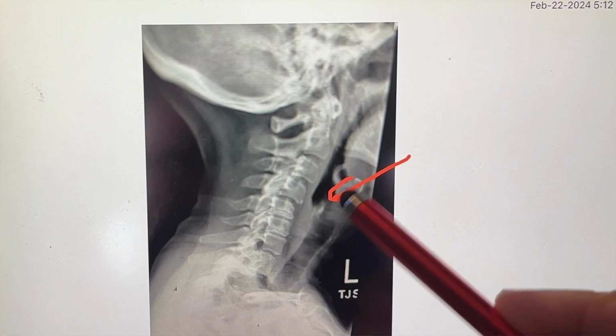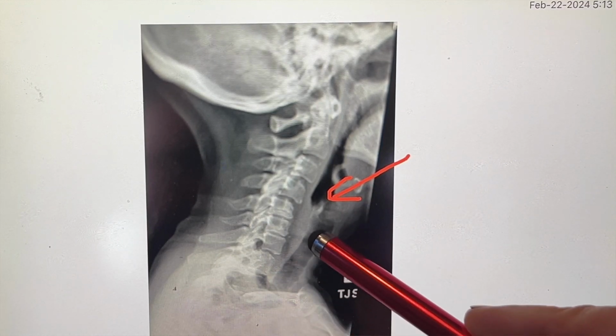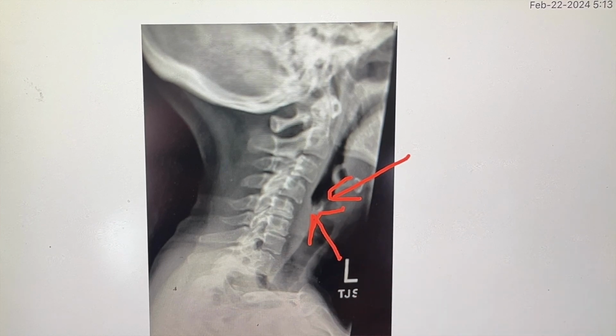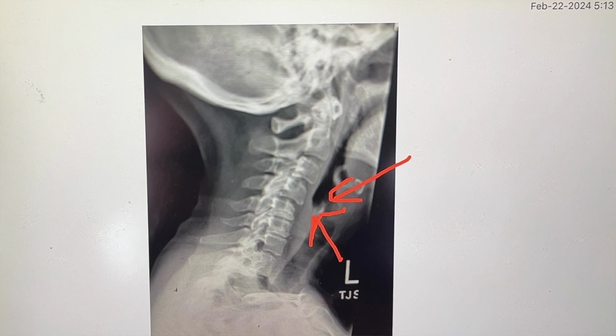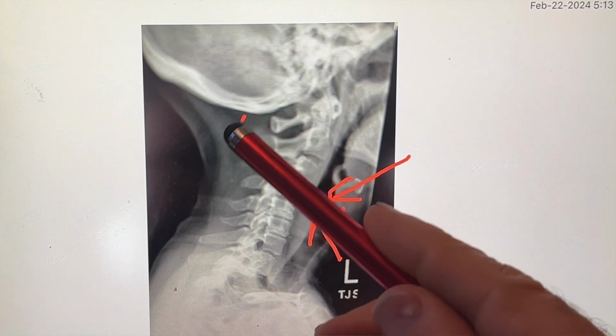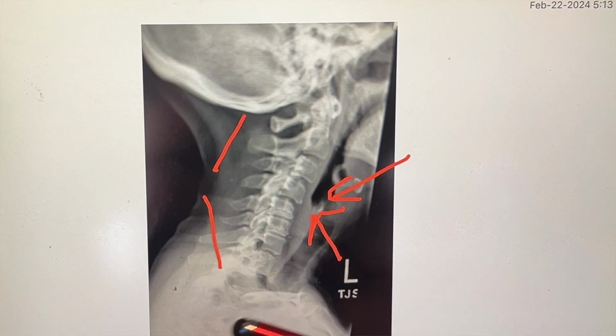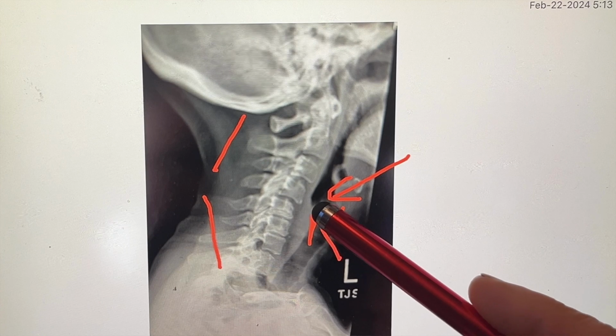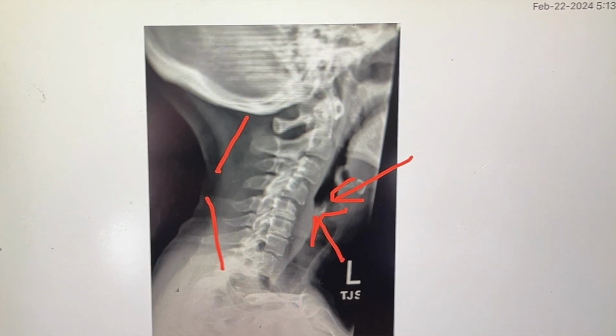These x-rays that I'm showing you right now indicate instability in the cervical spine, meaning that as we move the neck, those vertebrae are moving in an anterior posterior dimension beyond what is considered normal. So these are just a couple of problems that can occur in the neck.